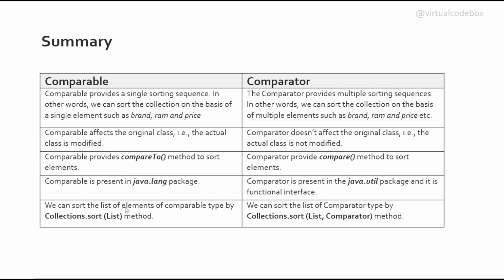We can sort the list of elements of comparable type by using Collections.sort, and we'll be passing that list, as we saw in the example. We can sort the list of comparator type by Collections.sort by passing the list, comma, the comparator.